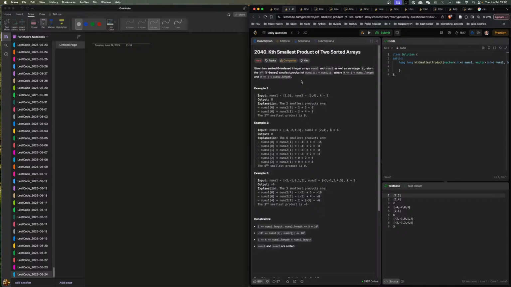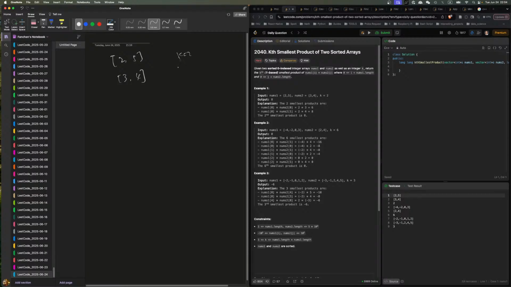All right, two sorted zero-indexed integer arrays nums1, nums2, as well as integer k. Return the kth smallest product of nums1[i] times nums2[j]. So what we have here is 2 and 5 and 3 and 4. And the numbers can be negative. Holy shit. Alright, that's fine. So k equals 2, so I want to find the second smallest, right?